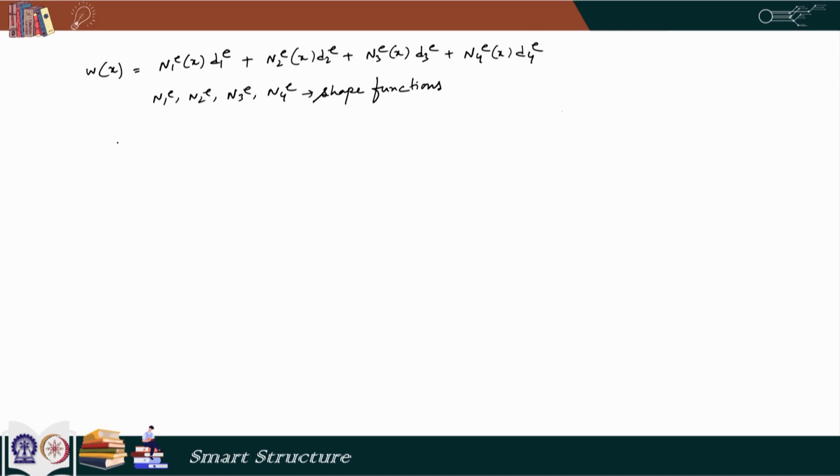Before doing that I need to define del w also. So, we have del w of x, and if I take variation here, this n 1 is a known quantity which is defined by us. So, we cannot vary that, whereas d 1 is an unknown quantity. So, it becomes n 1 e multiplied by variation of d 1 plus n 2 e multiplied by variation of d 2 plus n 3 e multiplied by variation of d 3 e plus n 4 e multiplied by variation of d 4 e.